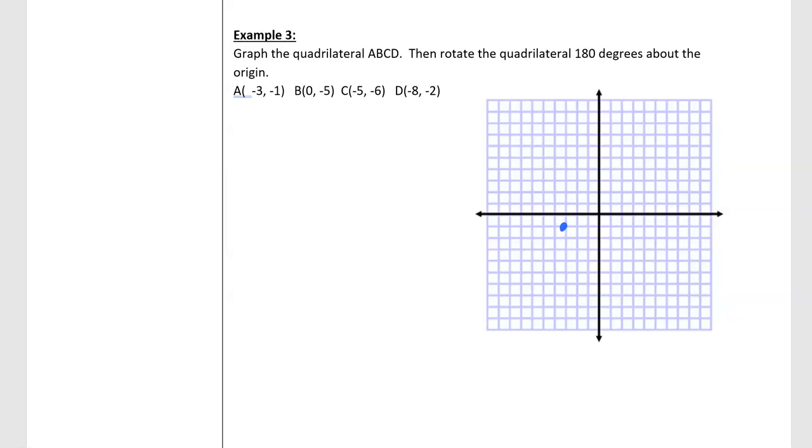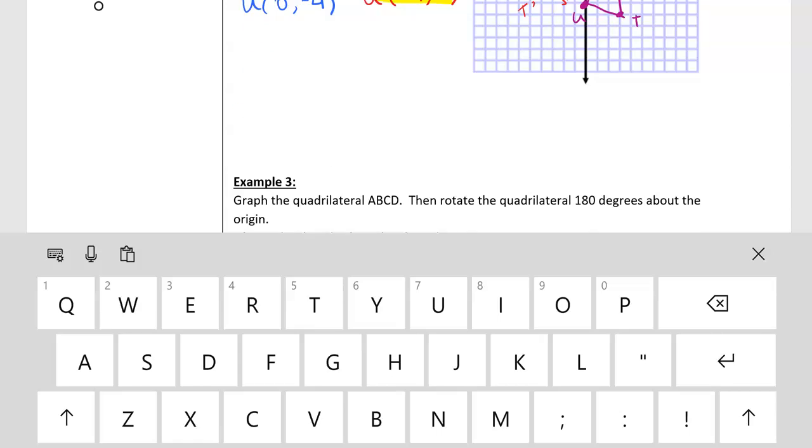0, 1, 2, 3, negative 5, 1, 2, 3, 4, 5, 6, and then negative 8, negative 2. So we've got A, B, C, D. Kind of looks like a parallelogram. It might be.